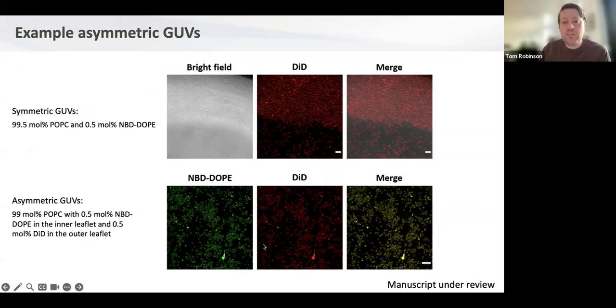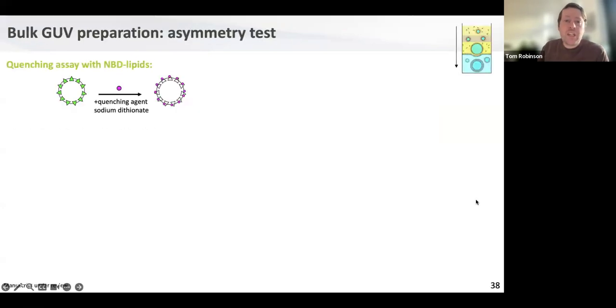And on the bottom, we have asymmetric GUVs, where we have different fluorescent labels in the inner leaflet and the outer leaflet. Now, of course, you might look at that and say, well, what's the proof of that? It could just be in both leaflets, which is true. We can't visualize it. So what we do is an asymmetry test using a quenching assay with NBD labeled lipids and a quenching agent that we add.